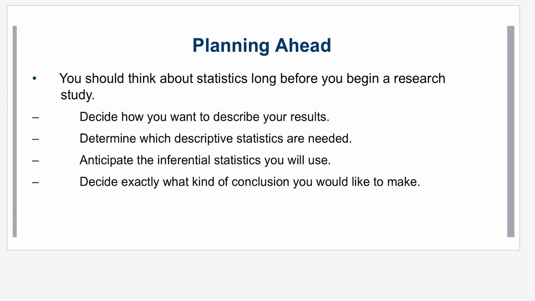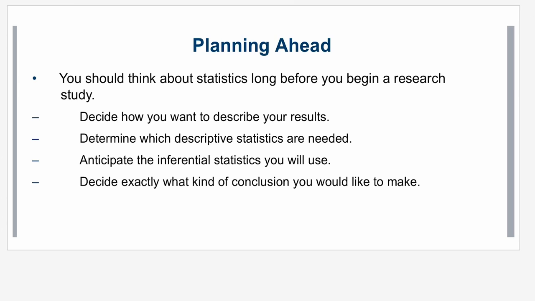And in order to use that specific type of statistic, you have to have a specific type of data. And so that kind of works backwards a little bit in order to determine exactly what kind of score or what kind of data you need, which helps you, again, design your study. This last point, again, kind of goes along with it. What kind of conclusions you want to make. So, like I said, it's a backwards process.